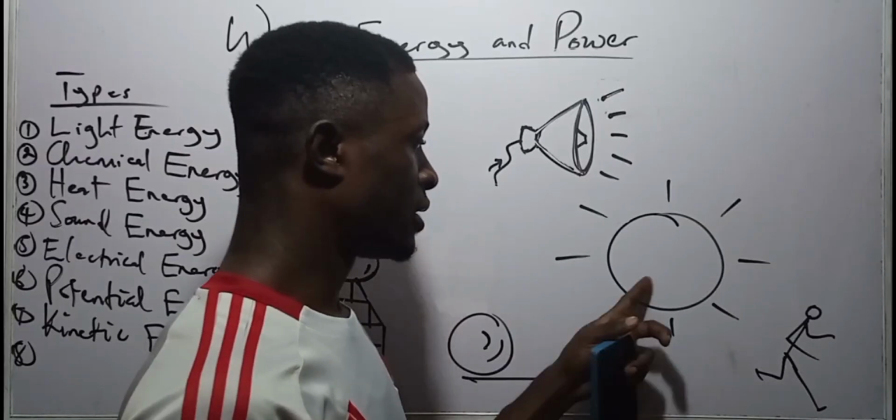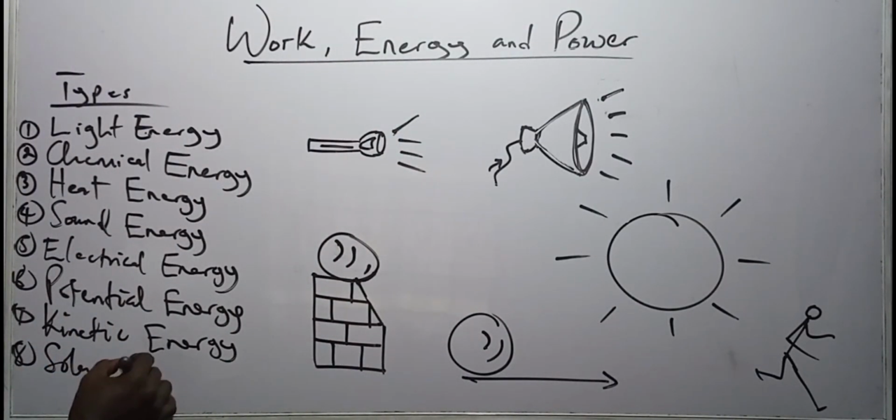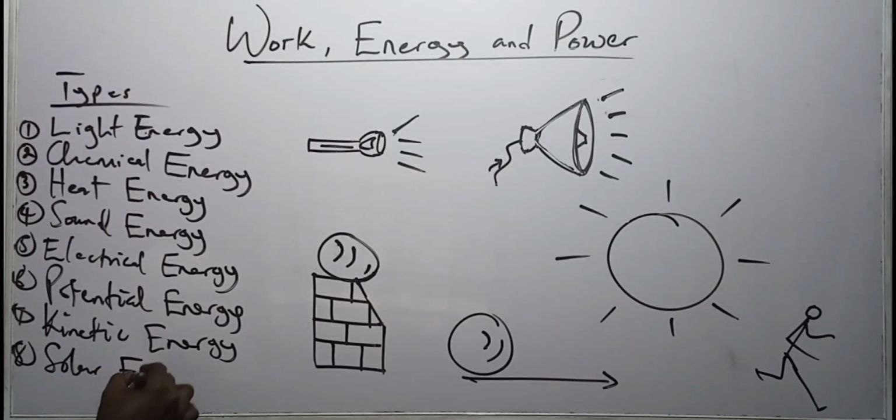Now look at this. This is sunlight. Sunlight gives a particular energy that is called solar energy, or it is called sun radiant energy. But let us call it solar energy.